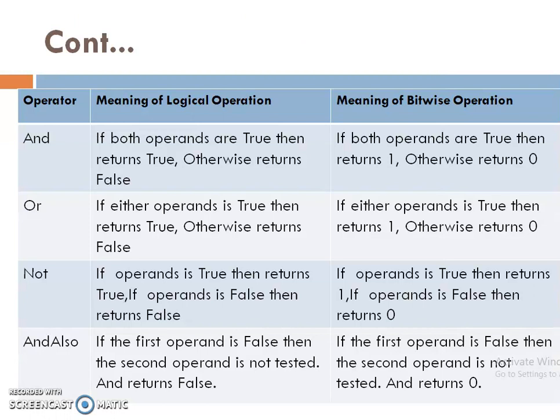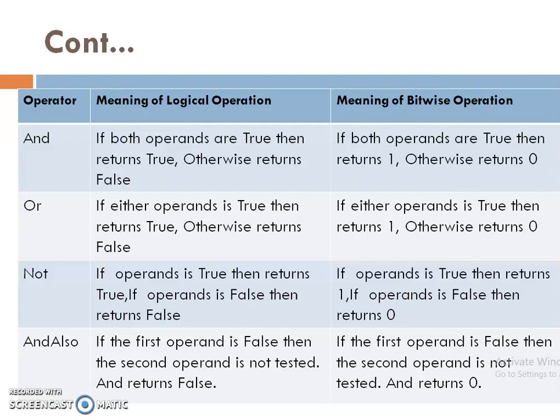Now in meaning of logical operation and bitwise operation using this operator, we first use AND operator in logical operation. If both operands are true, then it returns true, otherwise it returns false. In bitwise operation, we use AND operator. If both operands are true, then it returns one value, otherwise it returns 0.